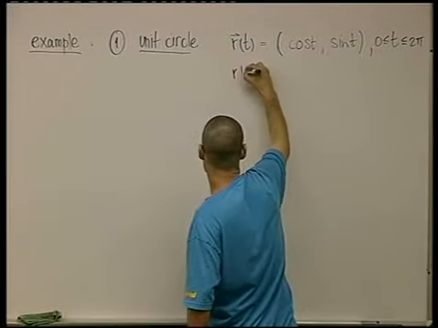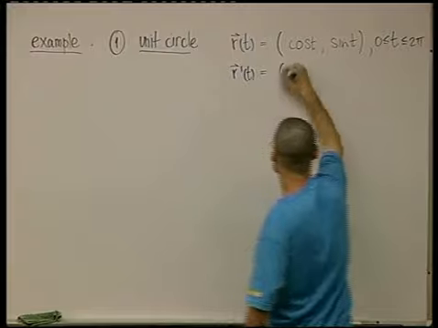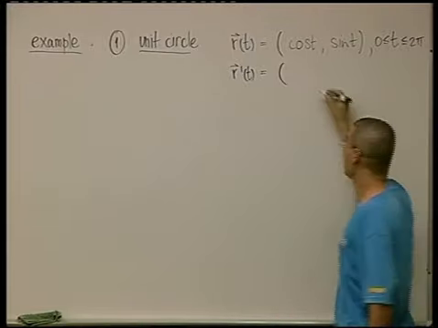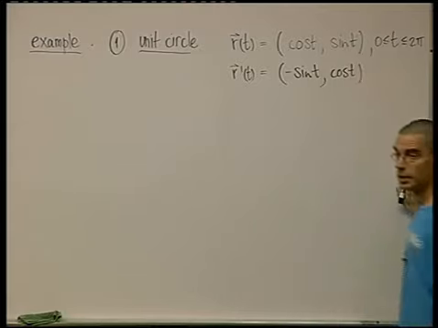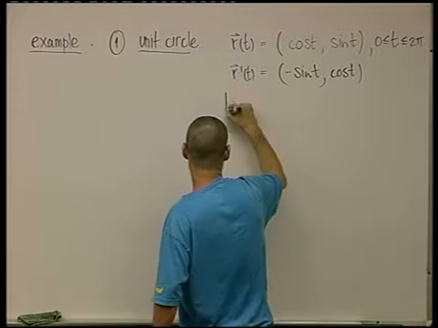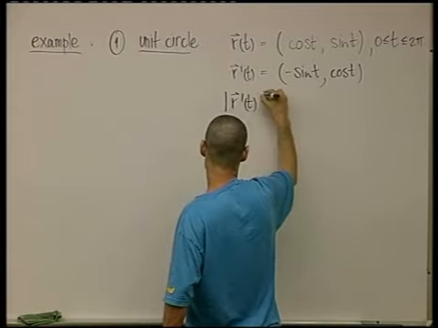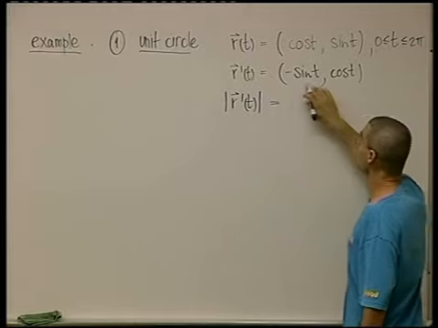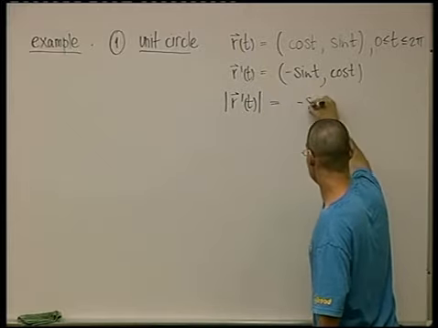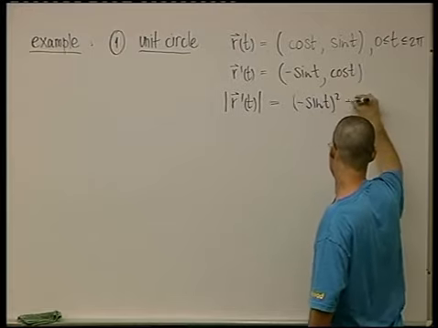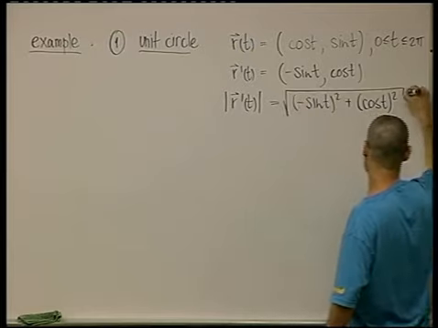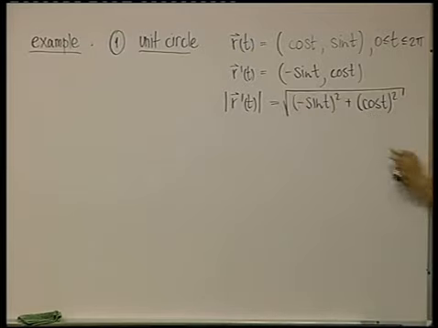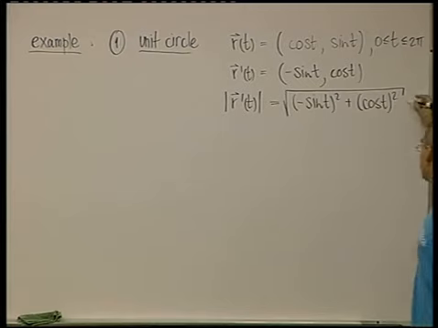Okay, what was the tangent in this case? Well, even if you don't remember, it's easy to calculate. It's minus sine of t, cosine of t. Do you agree? So what's the length of the tangent vector? It's the root of minus sine t squared plus cosine t squared. That's the length of the vector. So it's sine squared plus cosine squared, which is 1. The root of 1 is still 1. Do you agree?